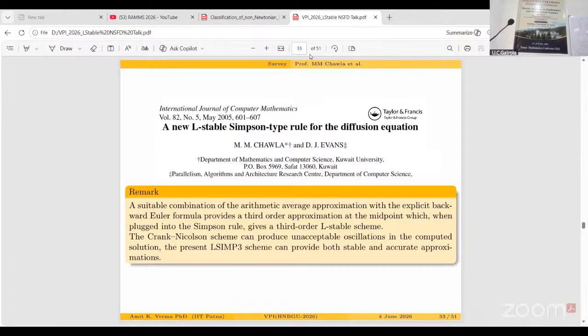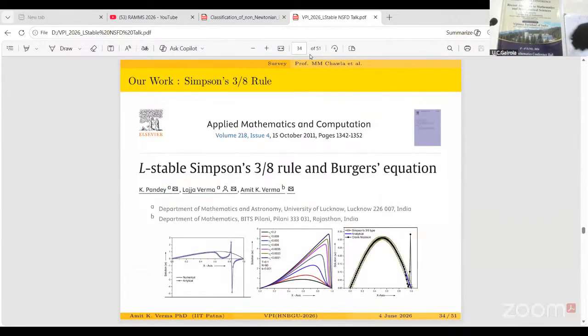Simpson's 1/3 is order 4 convergent globally, but if you introduce L-stability, the order reduces by 1, to third order. But what he has shown is that the Crank-Nicolson scheme can produce unacceptable oscillations, while his method does not produce any oscillations. Crank-Nicolson is a very popular method. This paper motivated us to learn this technique, and this is our paper.